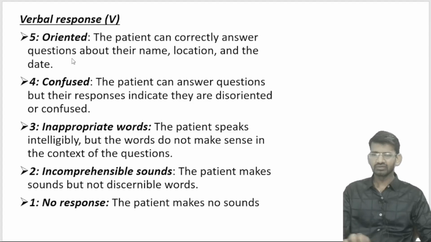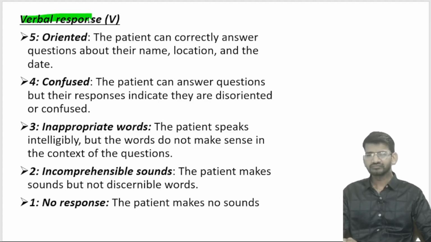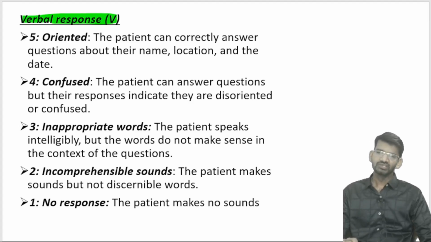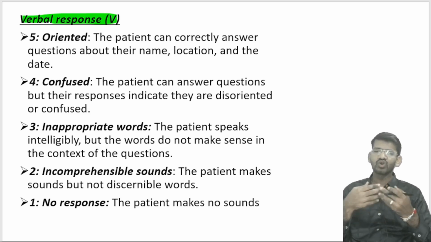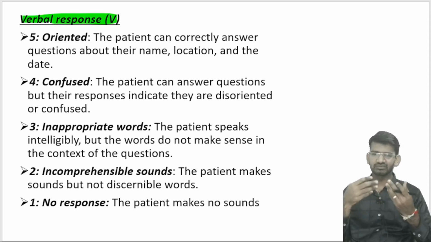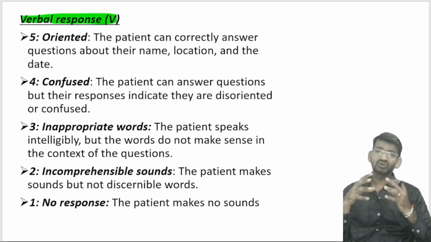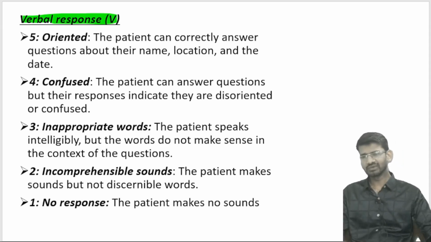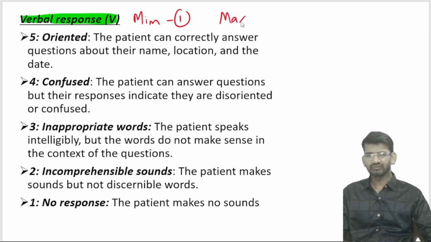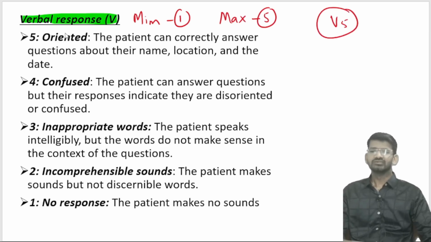So now let's see how the verbal response is recorded. Verbal response. So how do you assess this verbal response? Here, the examiner or the healthcare worker will go and talk to the patient. Verbal means how the patient speaks or talks. Based on his response we give a score. Here the minimum score is 1 and the max score is 5. Okay, V5 maximum.